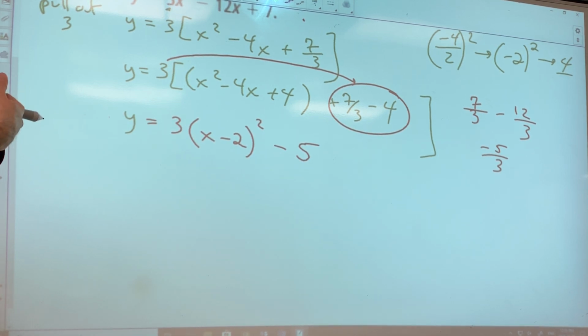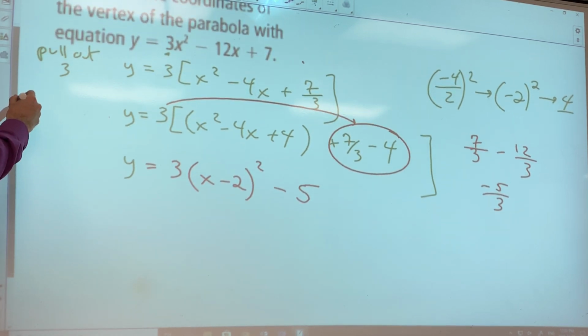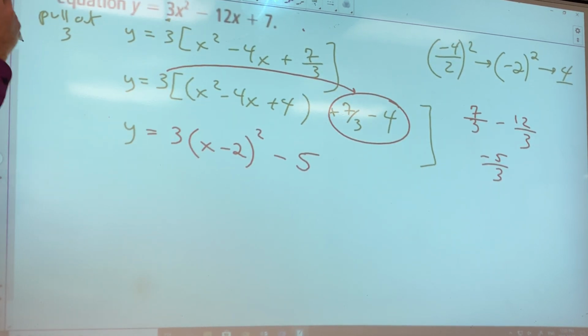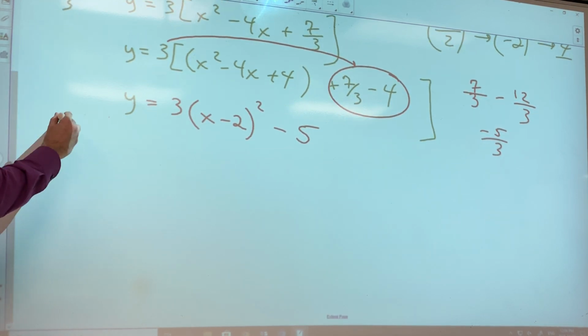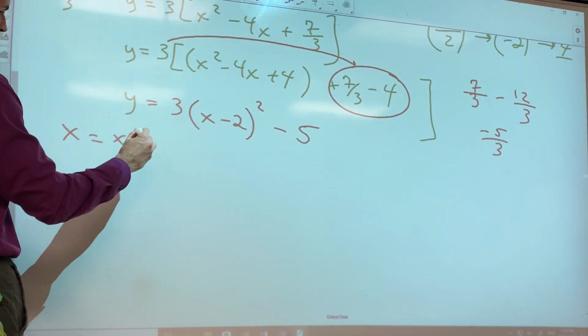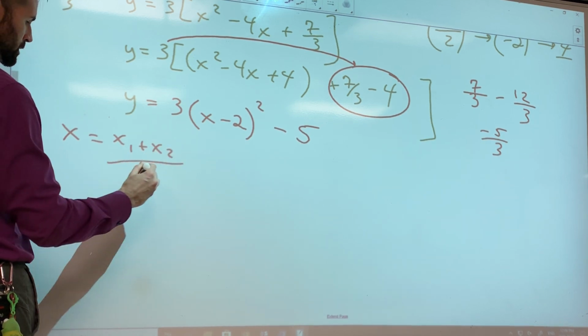Kevin just asked, could I use the quadratic formula? You could, it would give you the roots. But if I was asking for the vertex, that might not help you very much. Although, if you have the roots, can you find anything about the vertex? You can find the x value of the vertex. As an aside, remember the x value of the vertex is always right between the two roots.